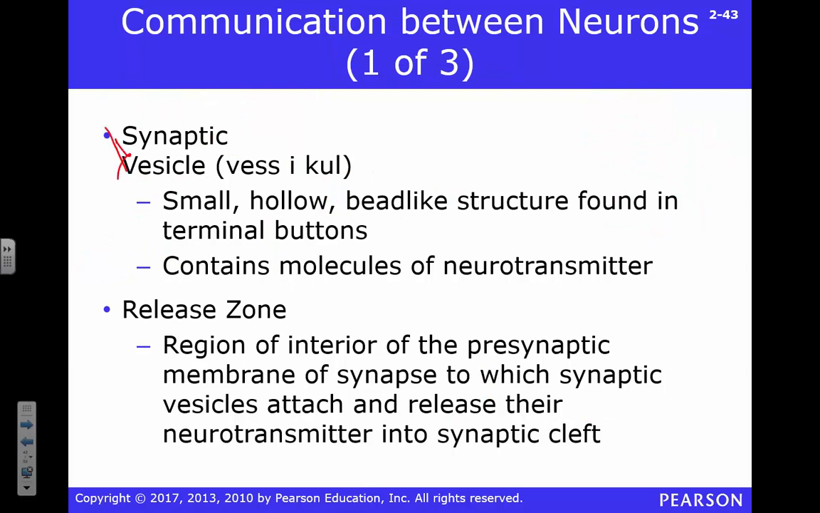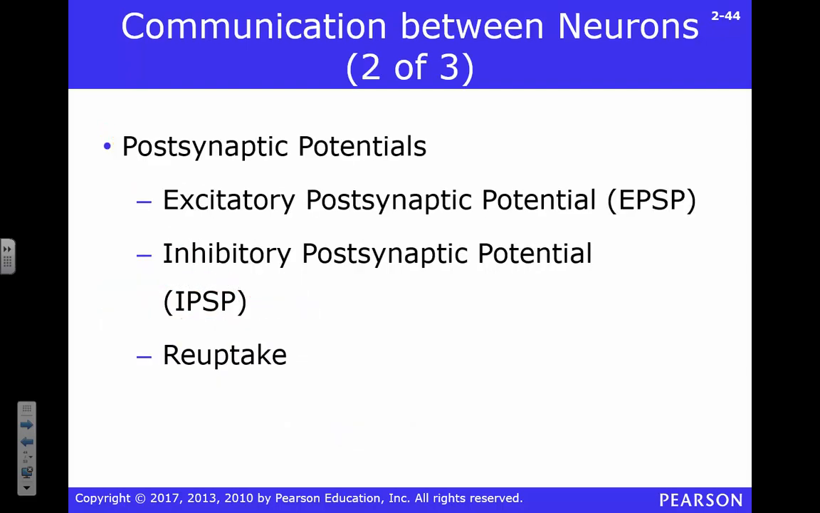Postsynaptic potentials. We talked about that, right? So when that opens an ion channel on that postsynaptic membrane, it's going to cause up or down movement of the membrane potential. Guess what? If it's excitatory, we call that an EPSP, excitatory postsynaptic potential. That's going to be the opening of sodium channels. If it's an inhibitory postsynaptic potential, IPSP, we're going to talk about chloride channels. Not a big deal.